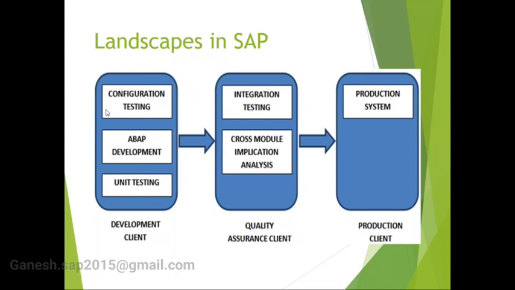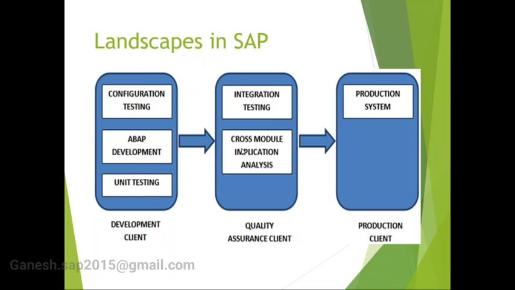Now, once the configuration, basic testing, everything is completed, we move the transport request to quality. It will be done by the basis team. The basis team moves the transport request to quality, and there we do the integration testing. For the integration testing, I will show you how the SAT script looks, and how the UT script looks, that also we'll discuss.